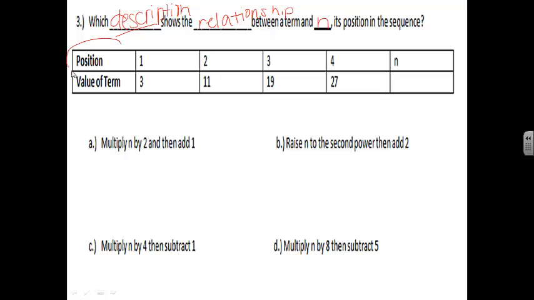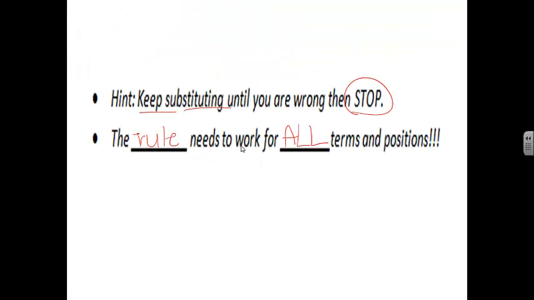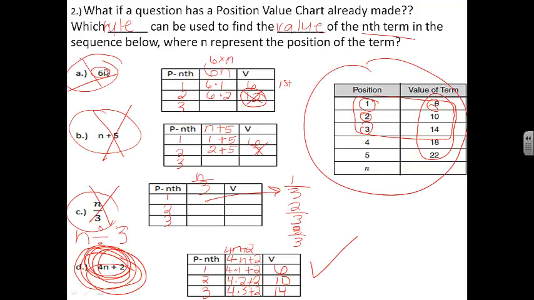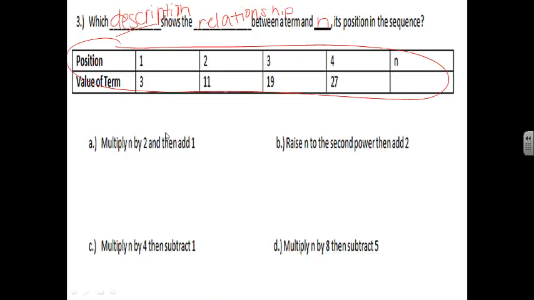Okay, the question gives me a position value chart. Now what I need to do is figure out which rule. Okay, I'm going to go back to this one. Notice how these rules were numbers and letters, okay? Now, this is the exact same type of question, but what are my answer choices like? Okay, they're in words. Notice how it says which description. So that means that these are describing it, and we have to put it into a letter and a number, some type of way that we know what we're doing here.